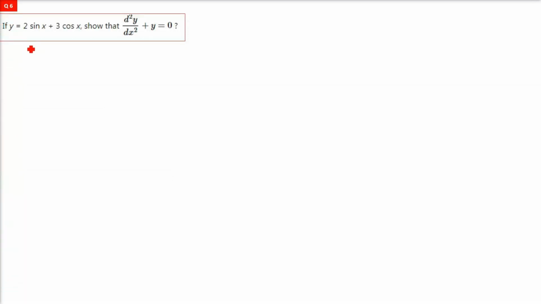Likewise, y is equal to 2 sin x plus 3 cos x. You have to show that d2y by dx2 plus y is equal to 0. So y is nothing but 2 sin x plus 3 cos x. So we can anticipate that differentiating will give you y back, that is 2 sin x plus 3 cos x back somewhere. So y is equal to 2 sin x plus 3 cos x. Let us differentiate it. dy by dx, it will be 2 sin x will be cos x plus 3 cos x is minus sin x. So I'm bringing this negative here. 3 cos x is minus sin. So 2 cos x minus 3 sin x.